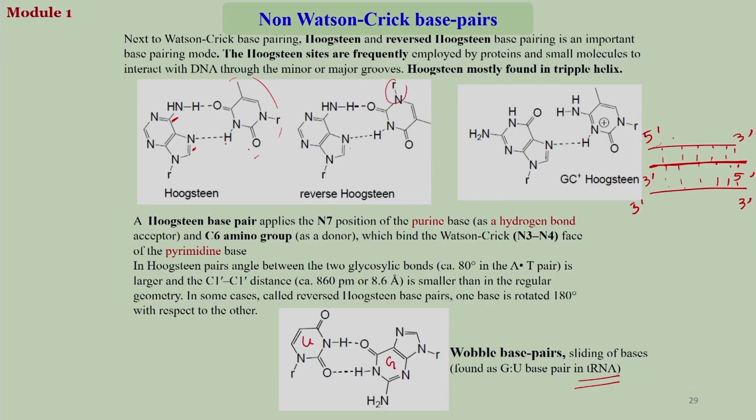So, this is Watson-Crick base pairs, 6-membered ring versus 6-membered ring, and the other part is the Hoogsteen base pairs, where the 5-membered and the 6-membered rings both are involved. This is Hoogsteen.